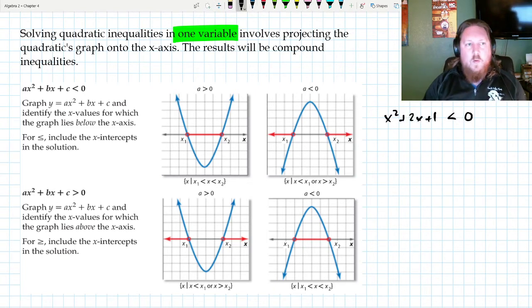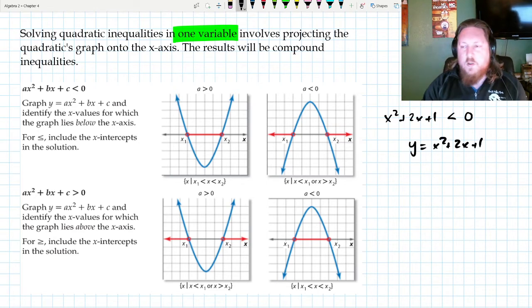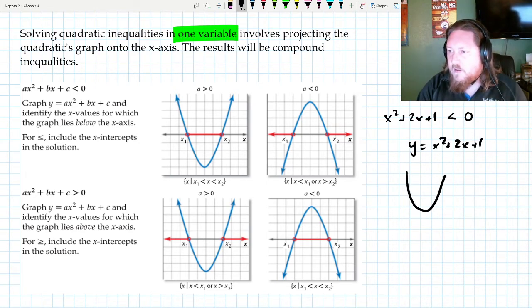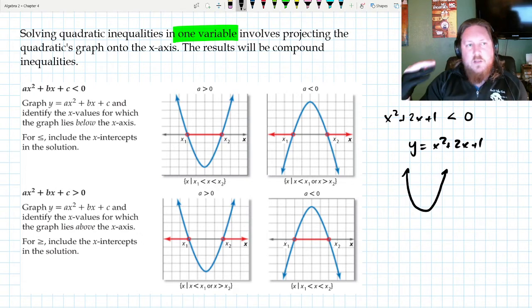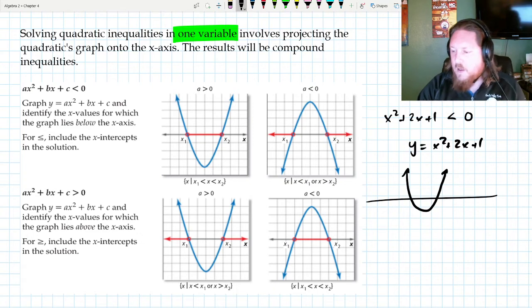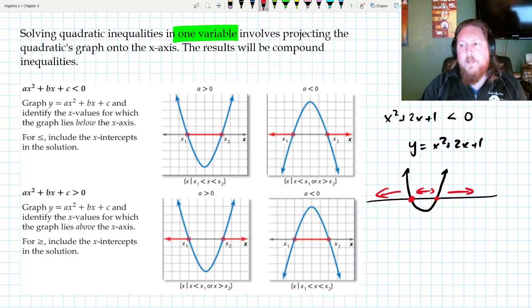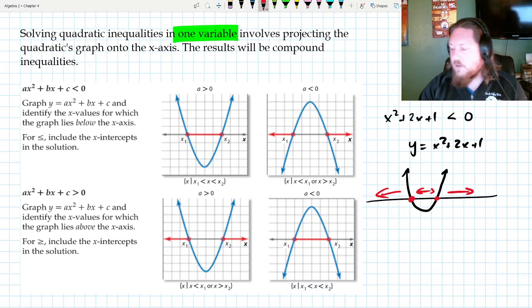So one thing we can always do is graph this, right? Let's just graph the function y equals x squared plus 2x plus 1. Once you graph that, that's going to give you some sort of quadratic like this, and at some point it crosses the x-axis. The idea is there's three regions to the x-axis now: to the left, in between, and to the right. Either your solutions are going to be in between, to the left, or to the right, and you just have to figure out which one it is.